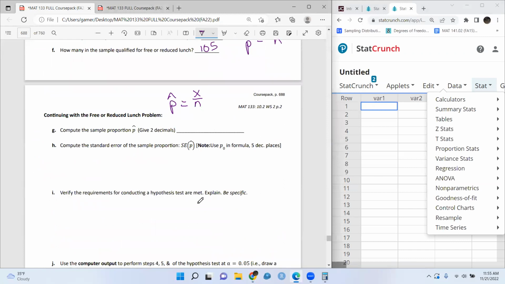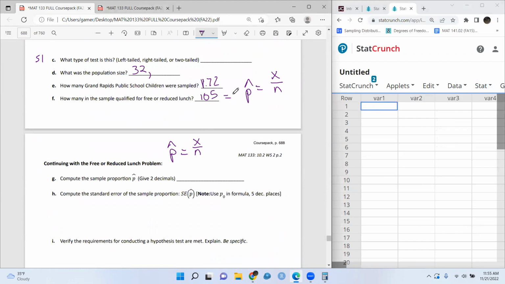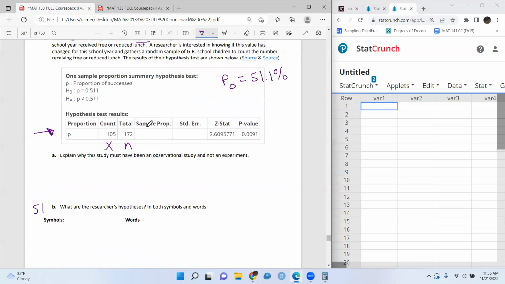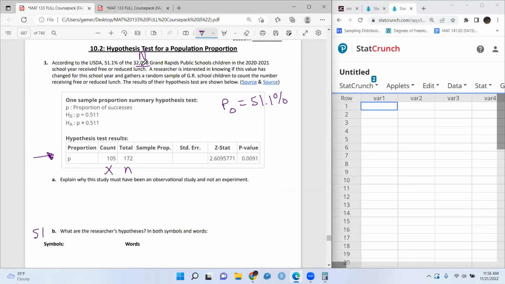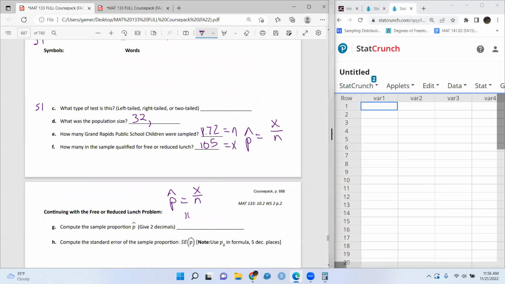No, for I. For G, it's like, what's the sample proportion? That is X, which is the 105, divided by N, which is the number of people we talk to. So if you see what's happening, they randomly selected 172 students out of these 32,098. And they said, do you have free or reduced lunch? 105 of them said yes. The other group said no. The other 67 students. So 105 over 172. Yes. Does that make sense? Yeah.